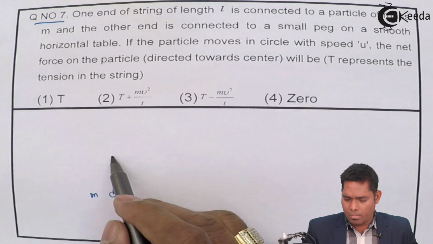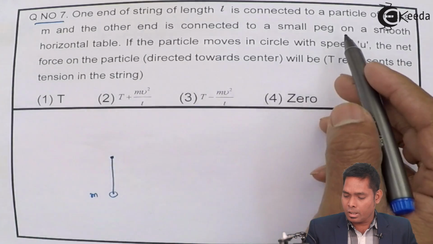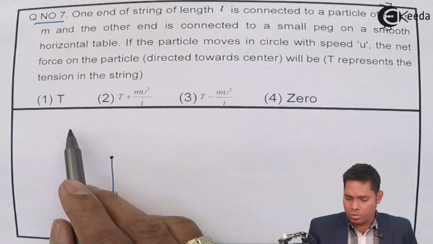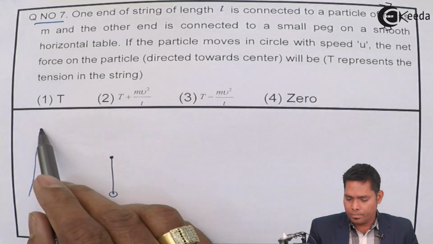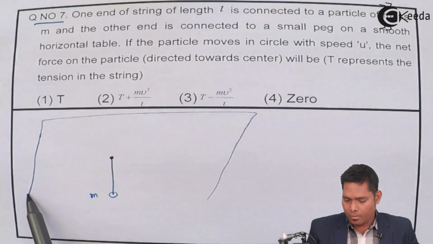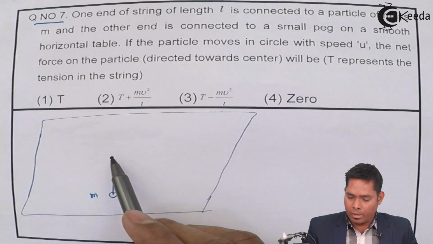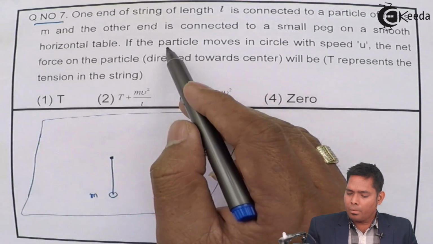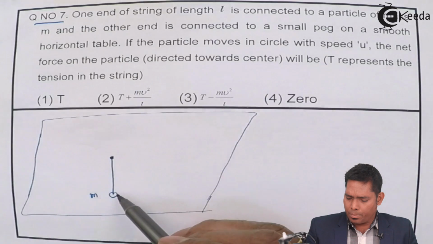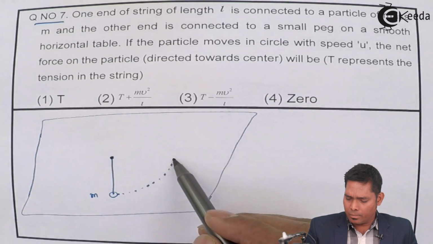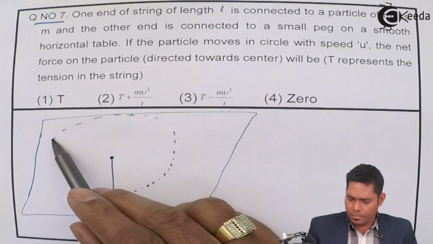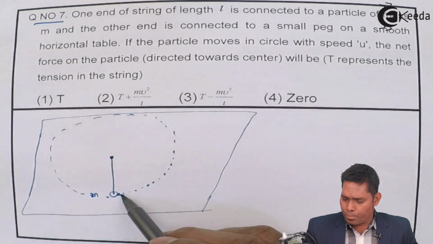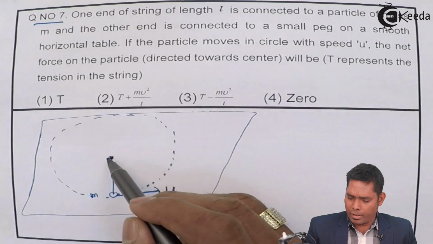So the particle is connected to the peg over here, which is on the horizontal table. Suppose that this is the table, the peg is here and the bob is here, in this plane. If the particle moves in a circle with speed u, this is the peg where it is fixed.